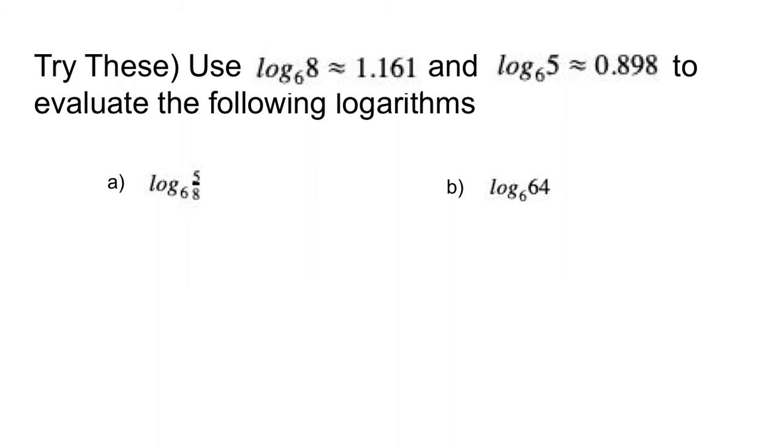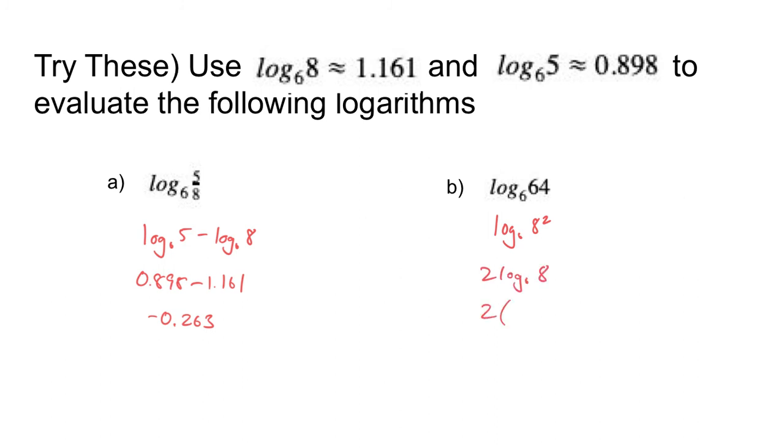Okay, here are your answers. So let's first do log base 6 of 5/8. Well, again, remember that this is the same as log base 6 of 5 minus the log base 6 of 8. Those decimal equivalents will get us the answer of negative 0.263. Again, over here, recognizing that this is really 8 to the second power will allow me to use my expanding logarithms to rewrite this into this form. And then again, to finalize the answer as 2.322.